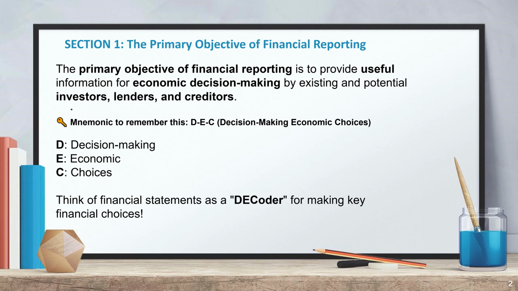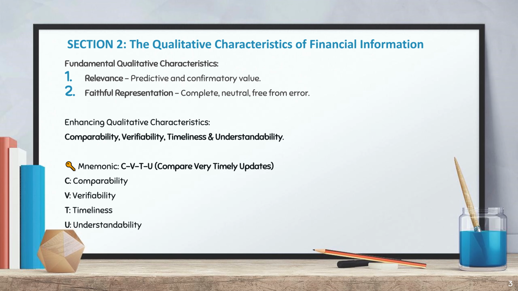Section 1. The primary objective of financial reporting is to provide useful information for economic decision-making by existing and potential investors, lenders, and creditors. Mnemonic to remember this: DEC, decision-making economic choices. Think of financial statements as a decoder for making key financial choices.